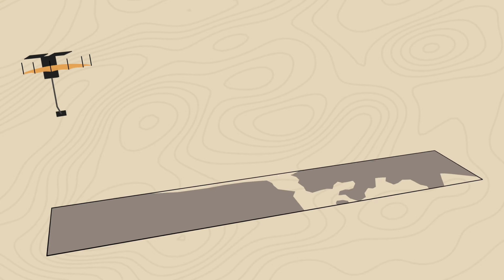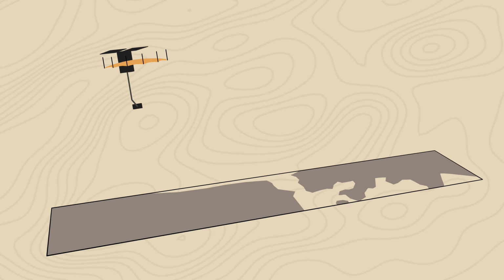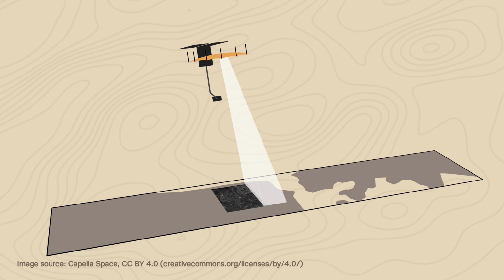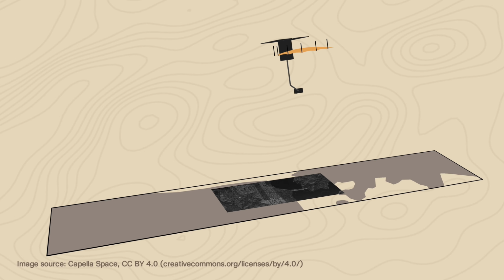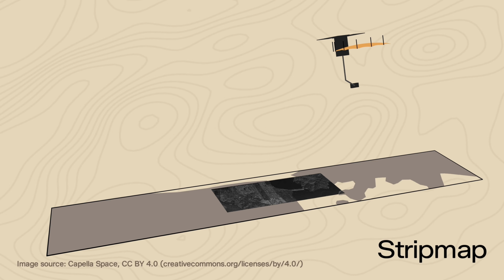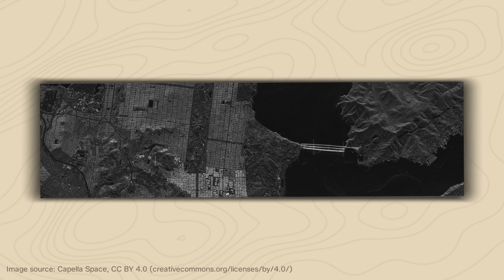A SAR satellite always looks from the side and can take images in different modes. Our image of the bridge was taken by sending out pulses at a fixed angle. This way, our image becomes a long strip, and fittingly, this acquisition type is called Stripmap. When dealing with Stripmap images, we don't view directions in a global coordinate system defined by latitude and longitude.